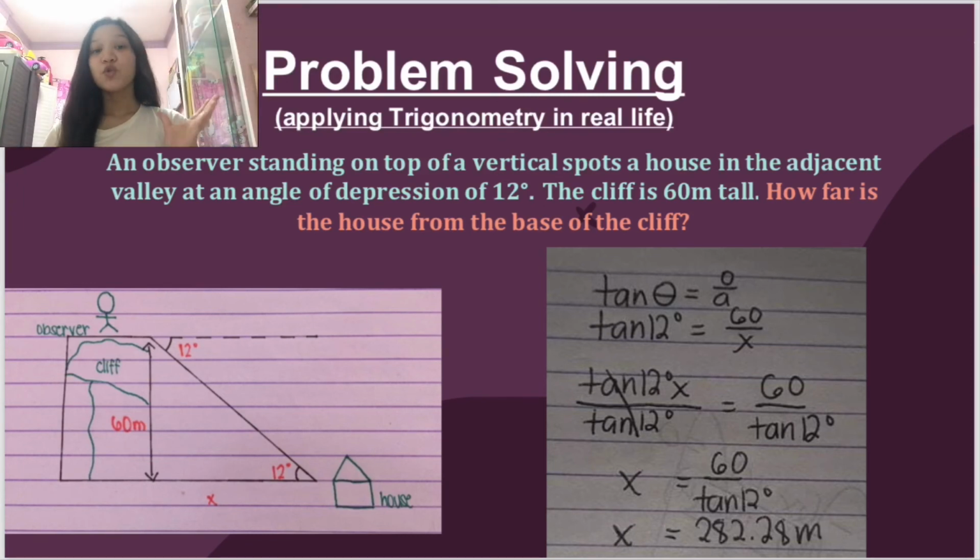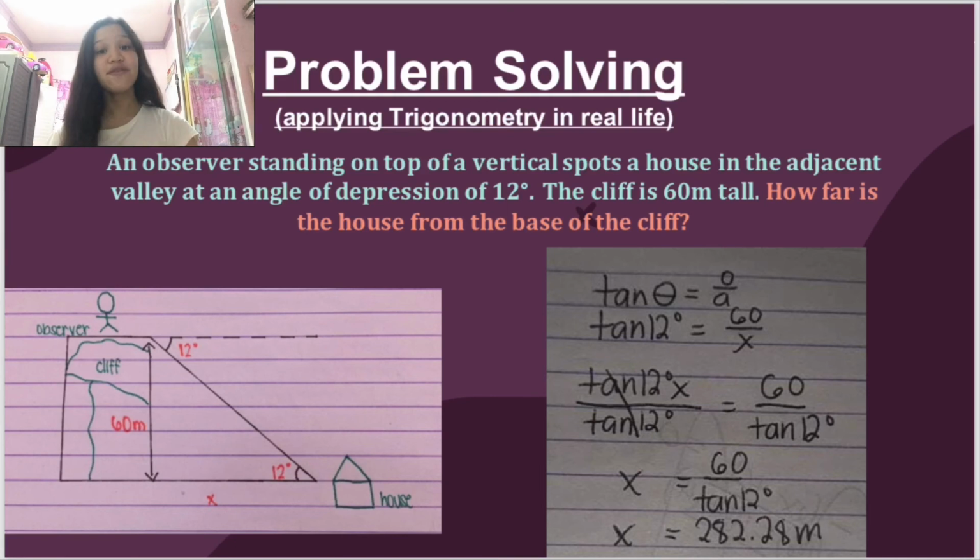On the left side, we need to bring down tan 12 degrees with x on the numerator while placing tan 12 degrees itself on the denominator. While on the right side, we're gonna need to bring down 60 on the numerator and place the same thing on the denominator just like what we did on the left side. Once we cancel this equation, the only ones remaining is x is equal to 60 over tan 12 degrees.